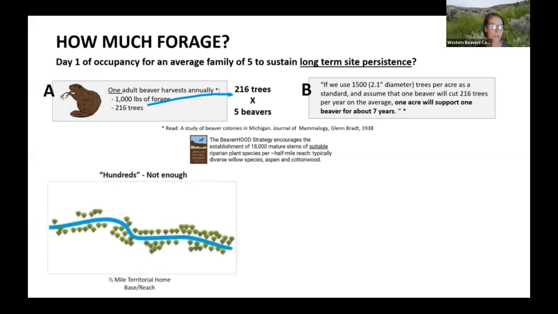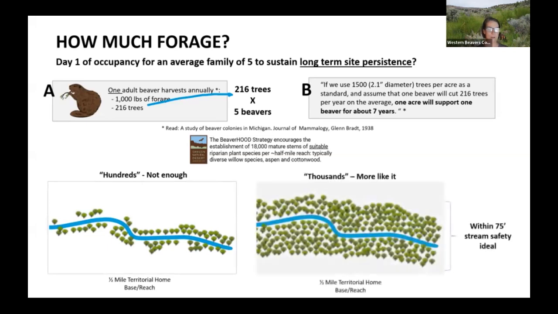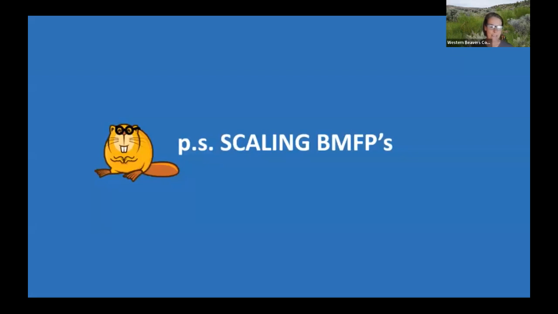And he calls for, and you'll see today, 1,800 stems, mature stems, established stems of suitable riparian plant species. So the bottom line for me isn't necessarily exactly a number always, but it's really about, we don't want hundreds of willows on the stream. We want more like thousands. And so that's how I'm looking at these projects.